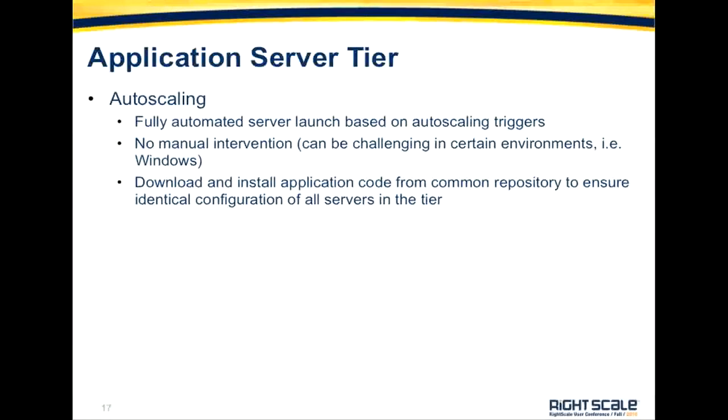As such, we typically recommend that you download and install your app code from some common repository, SVN, S3, Git, whatever it is, right? But you want them all to download from the same place, the same file, so when they come up, they're identical to their siblings. There's no difference between these instances, right? And that's important so that you always have the same code being served by every app server within that tier, because when traffic comes in and you get load balanced, you don't know where that traffic is going to go, right?